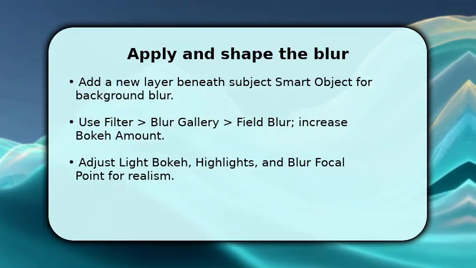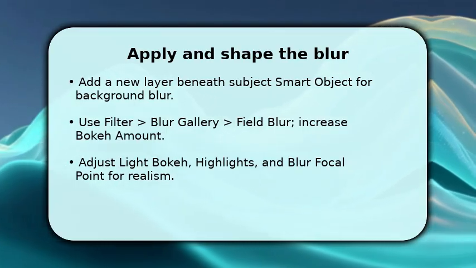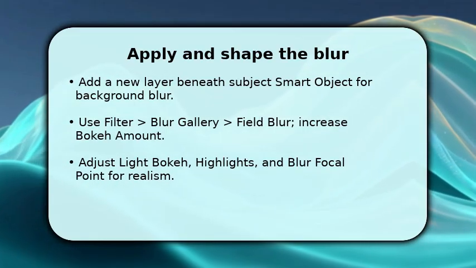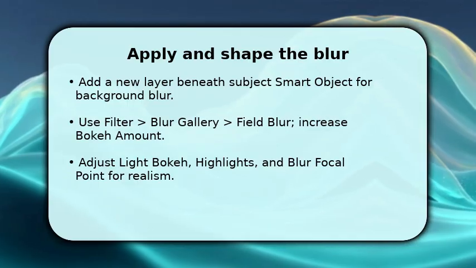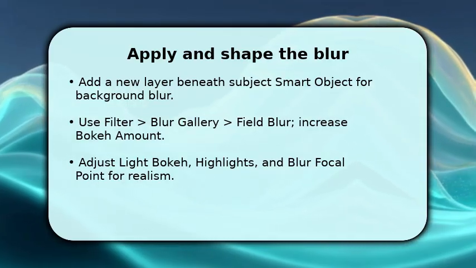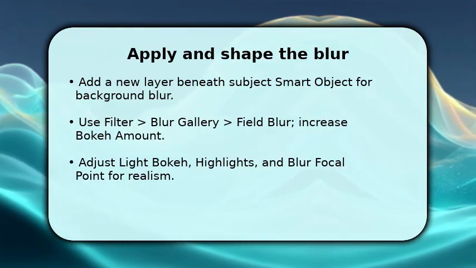Open Filter, Blur Gallery, Field Blur and place pins to vary blur intensity across the scene. Increase the bokeh amount to introduce circular highlights and tweak light bokeh and bokeh highlights to simulate lens speculars. Move the focal point or change pin strength to create depth gradation.